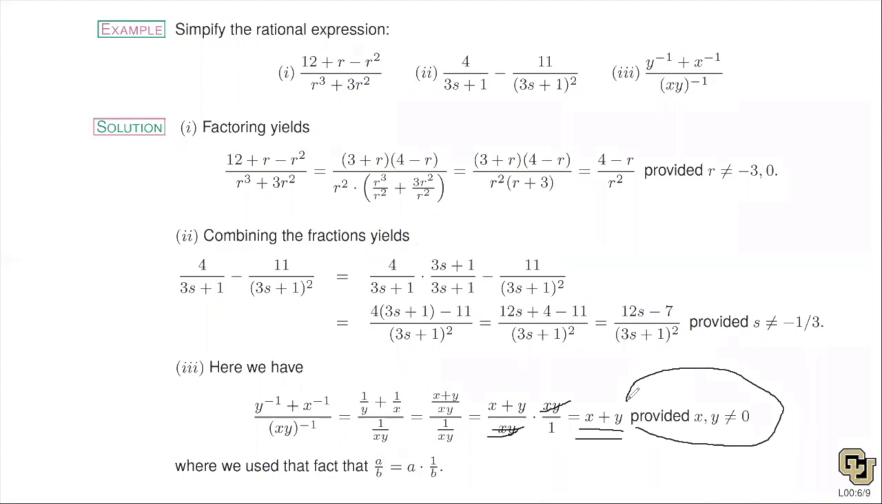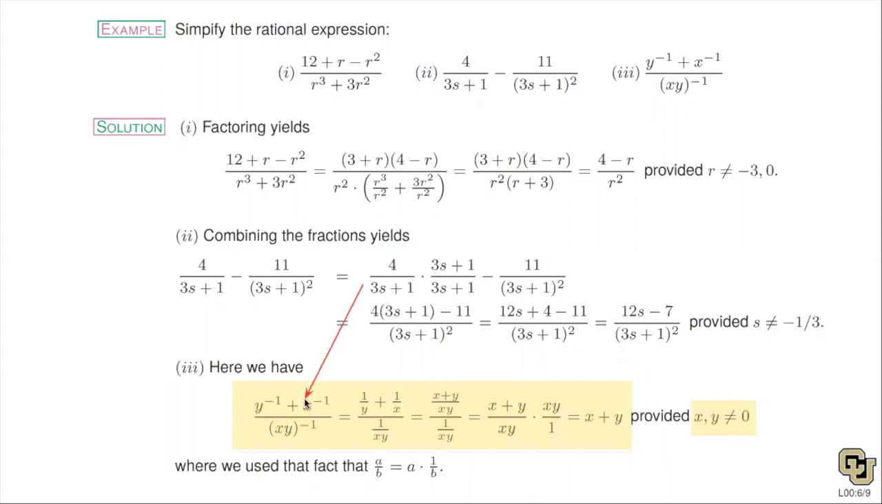Even though x plus y is defined for x and y equal to 0, these fractions are not. And the only way any of this math makes sense is if, starting out, we know x and y are not equal to 0. Because if x and y are 0, this fraction right here breaks down. This will not be defined.